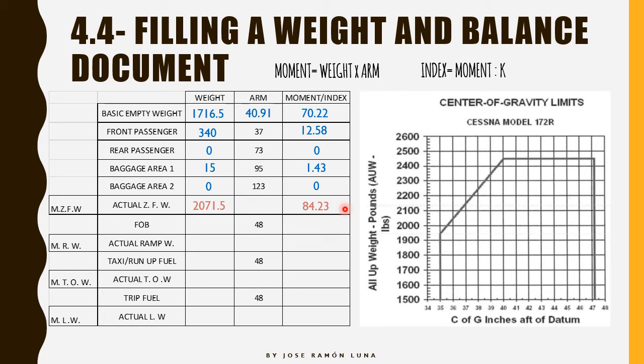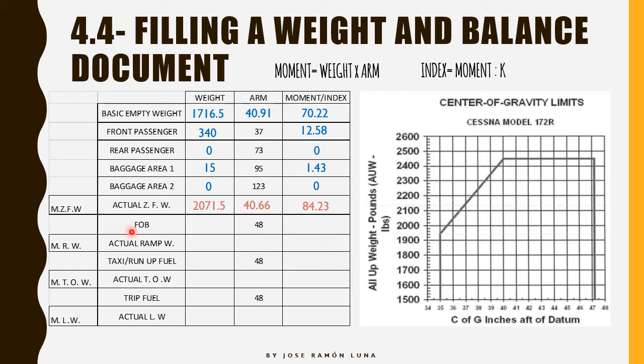84.23. Now if we apply the formula on the opposite side, if I have a moment here and a weight here, I can get the arm, and that's what I want. I want to get this arm. So I'm going to divide this by this and multiply it by 1000. 84.23 times 1000 divided by 2071.5 equals, using that formula, 40.66. That's how we do these special lines.